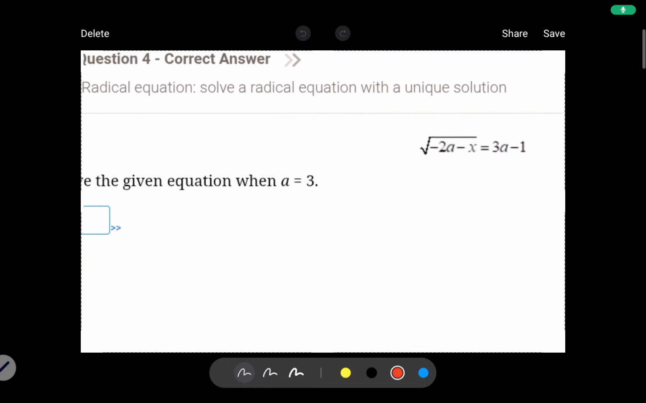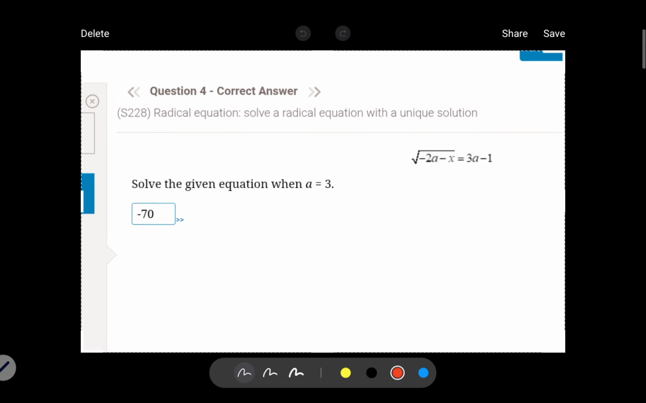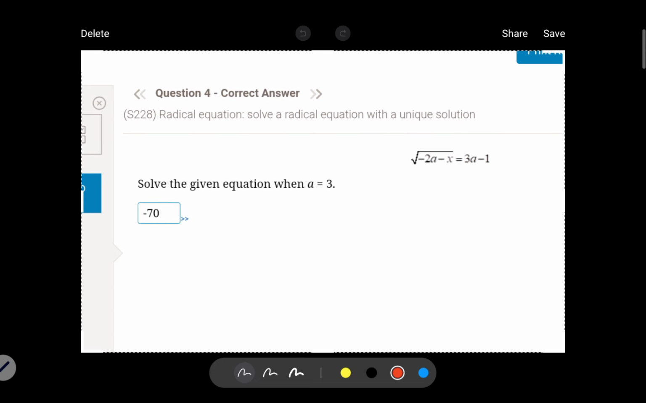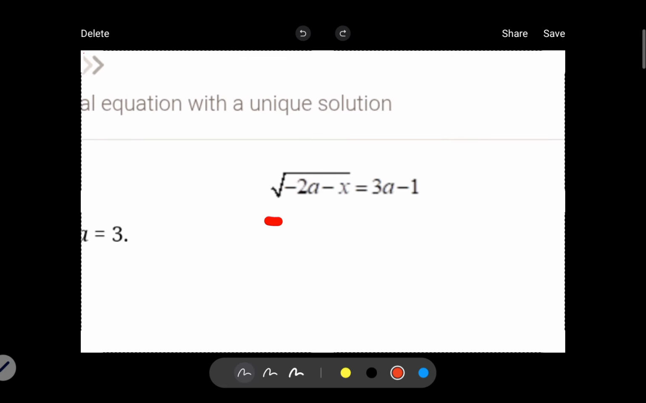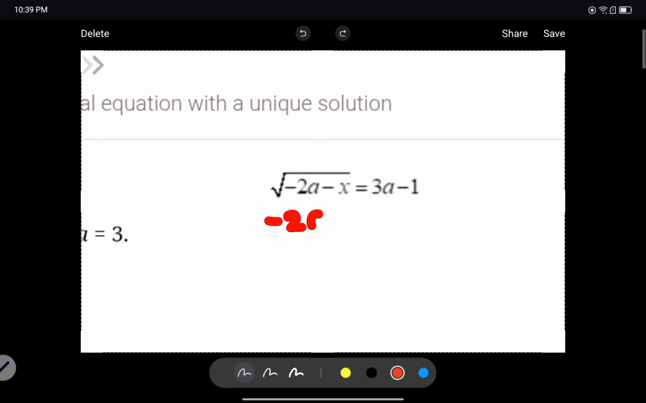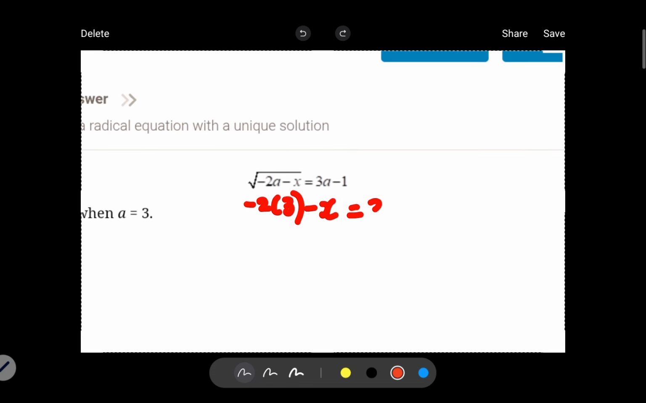For this question, they want you to find the equation when a is equal to 3. So first thing, what you're gonna do is substitute in the place of a. So a here is 3, minus x equals to 3 minus 1. Don't forget the radical here.